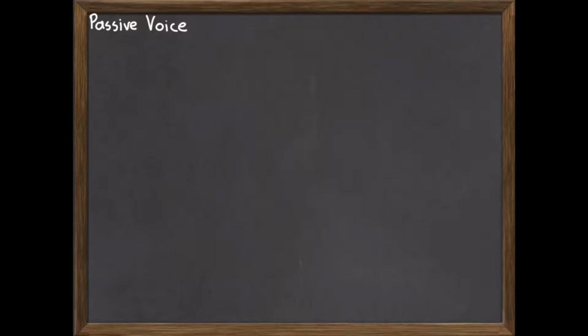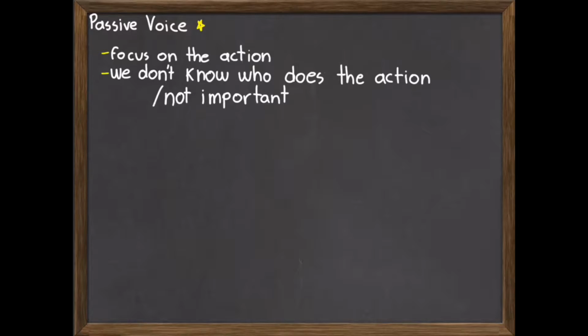We could use the passive voice or the active voice. The active voice would focus on the agent, the person or thing who does the action. We're focusing on that. But the passive voice is different. Why is it different? Because with the passive voice, we focus on the action rather than on the person who does the action. Or we could use the passive voice when we do not know who does the action or what does the action, or when that is not important.